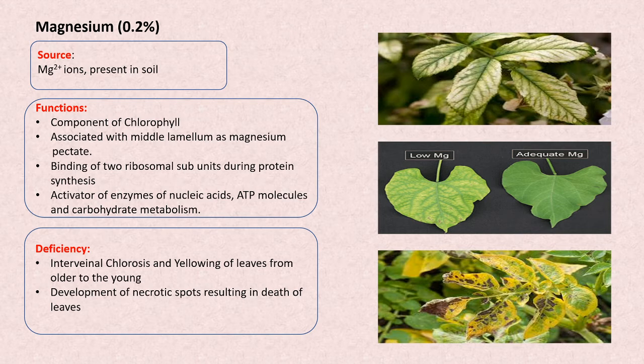So it is very important. Magnesium plays a very important role, and magnesium pectate is also important for formation of the middle lamella. Just now we discussed that calcium and magnesium pectates are components of the middle lamella. So during cell division, middle lamella formation takes place only in the presence of calcium and magnesium pectates. It also plays a very important role in protein synthesis for binding the ribosomal subunits, that is 60S and 40S ribosomes. They bind only in the presence of magnesium ions.